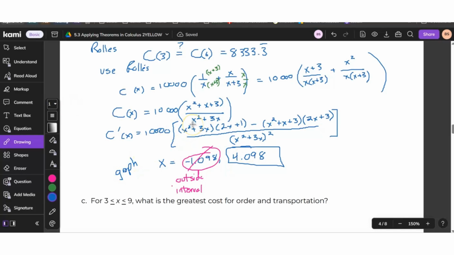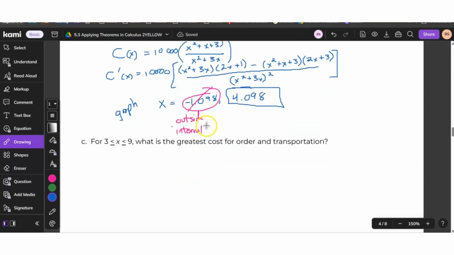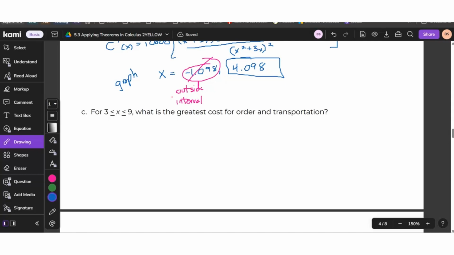All right, we got one more till the break. Okay, from 3 to 9, what is the greatest cost for order in transportation? Greatest cost. Kind of. Max. So what are we using? We're using EVT. We want to find the absolute greatest cost. So what are we going to have to check?